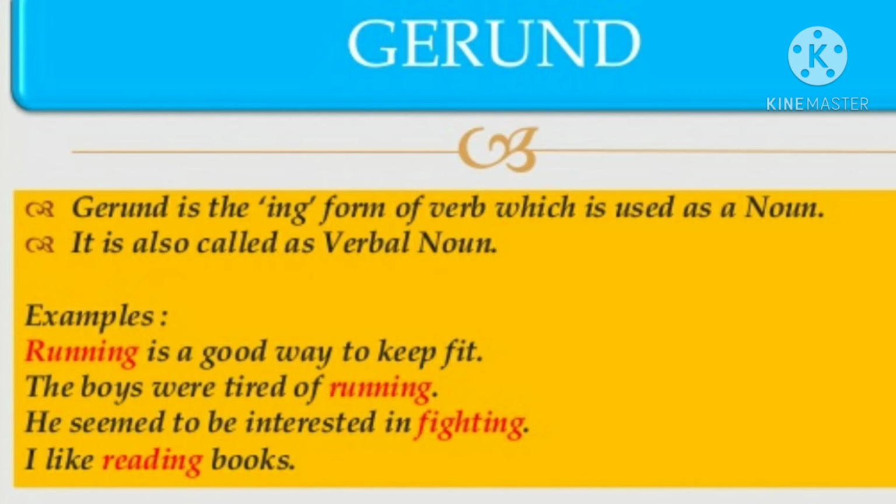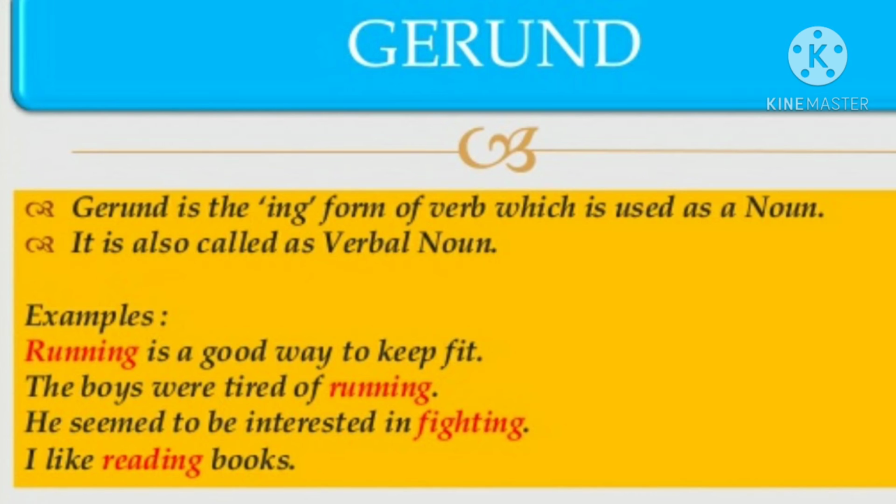What is gerund? Actually, non-finite verbs are divided into three categories. What are they? Infinitives, gerunds and participle. Right? Again, infinitive forms we have discussed, preceded by to, isn't it? Using WH words, gerundial infinitive and bare infinitive. Now about gerund. Gerund is the ing form of a verb which is used as a noun. Means it is also called a verbal noun.